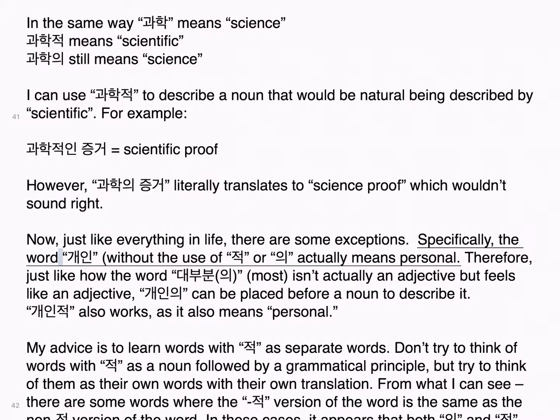Specifically, the word 개인, without the use of 적 or 의, actually means personal. Therefore, just like how the word 대부분의, most, isn't actually an adjective but feels like an adjective, 개인의 can be placed before a noun to describe it. 개인적 also works, as it also means personal. My advice is to learn words with 적 as separate words. Don't try to think of words with 적 as a noun followed by a grammatical principle, but try to think of them as their own words with their own translation.